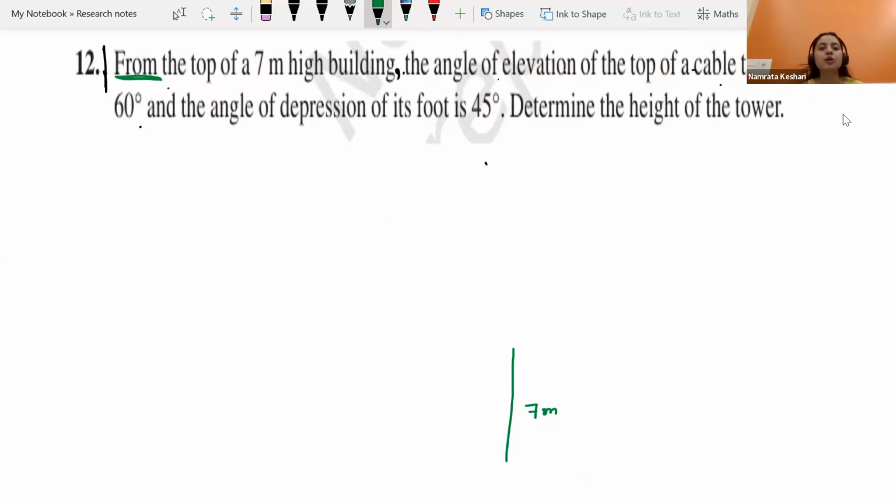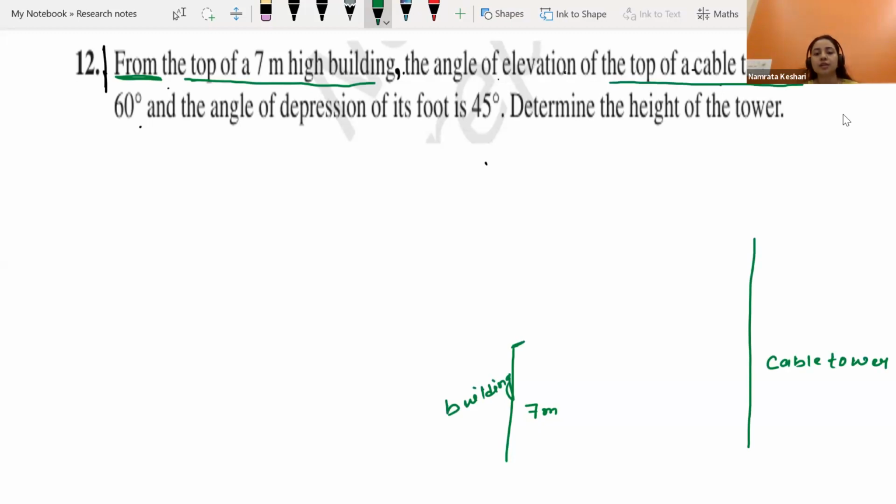Okay, so from the top of a 7-meter high building, the angle of elevation of the top of the cable tower. Okay, there is a cable tower. Now from the top of the building, this is the building, the angle of elevation of the top of the cable tower. So here we'll be getting the angle.